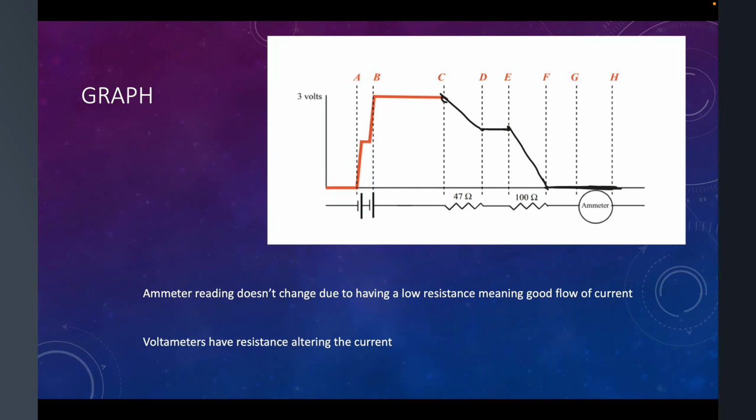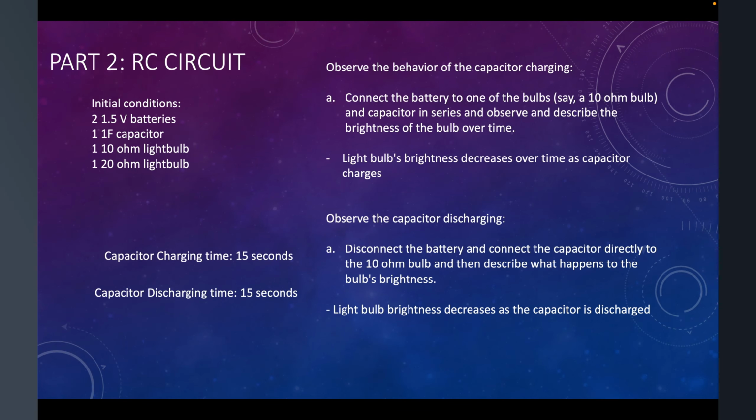So this is a graph that we created. In order to interpret the graph, we know that the ammeter reading doesn't change due to having a very low resistance, meaning good flow of current, but the voltmeters have resistance, and hence it'll alter the current.